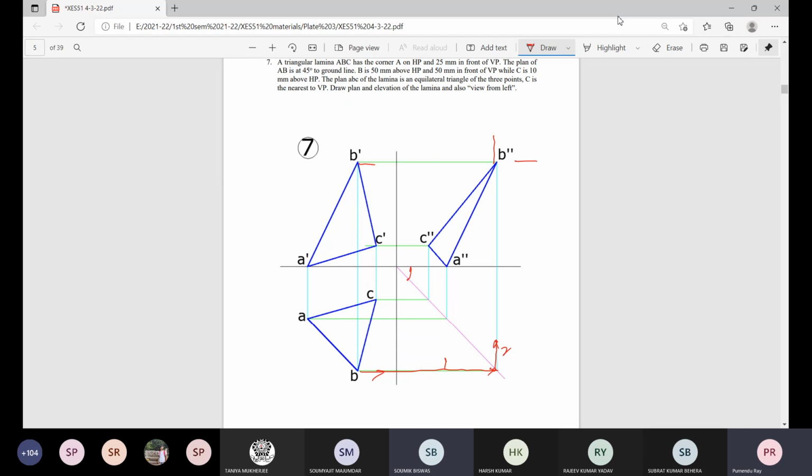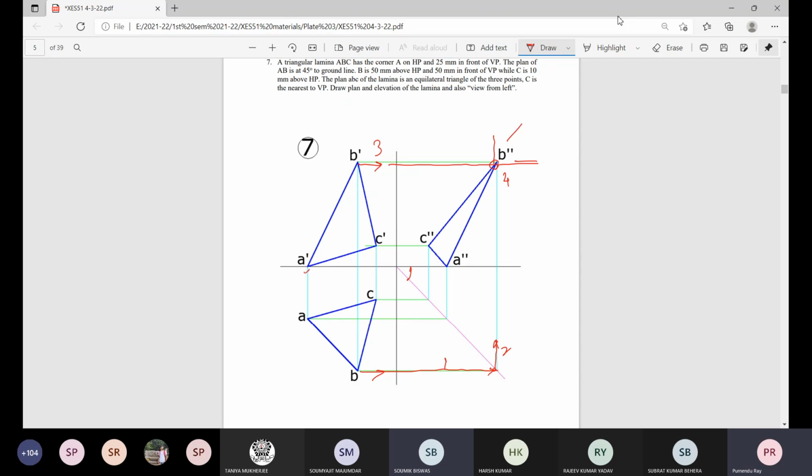Then step 3, through the elevation of B, draw a horizontal line. So this intersection is the step 4, that is B double dash. Now do you understand? Yes, sir. Okay. So similarly other things also.